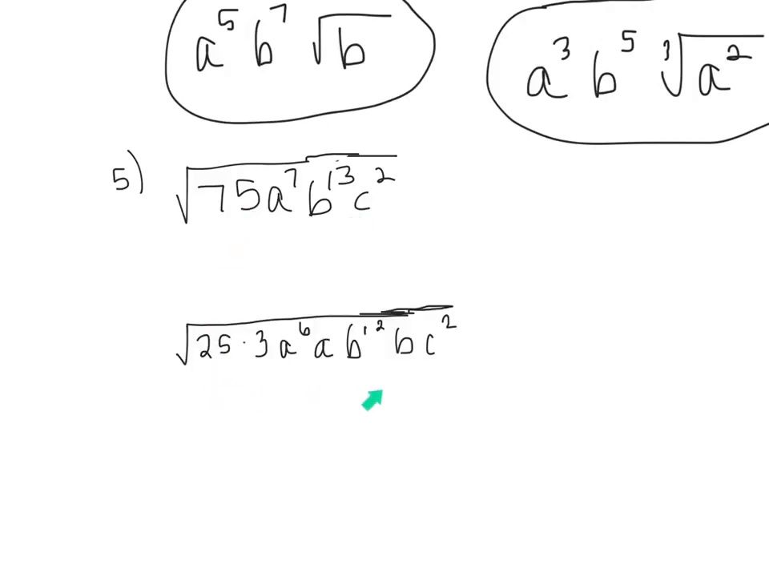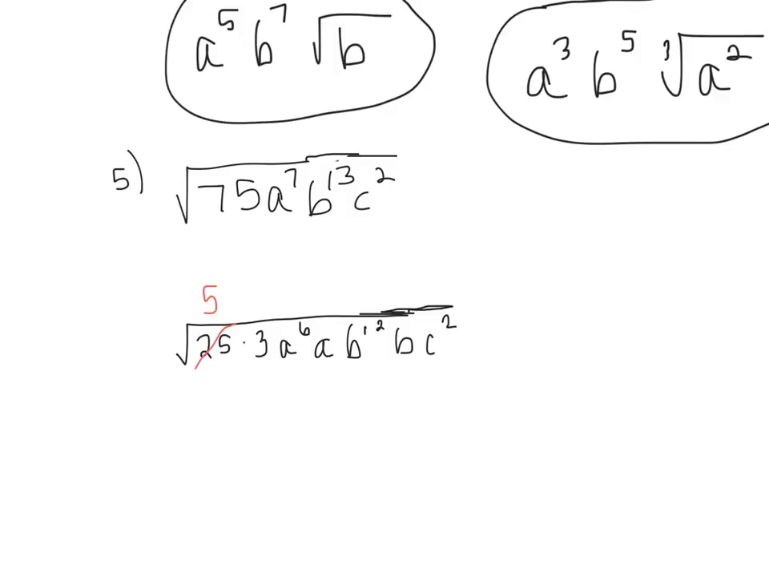So this is what all of this is going to do to help us simplify. 75 is 25 times 3. A to the 7th, we back down by 1 to get our A to the 6th to get even groups of 2. And then the extra A. So A to the 6th times A gives us A to the 7th. B to the 13th, we're coming down to B to the 12th. And then the extra B. C squared we're keeping.